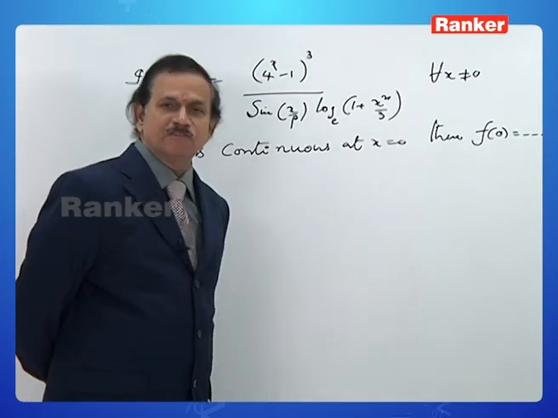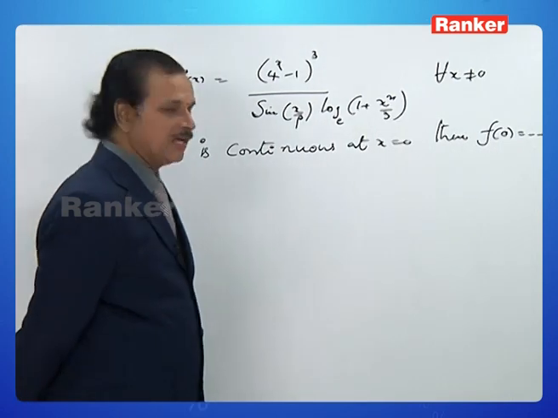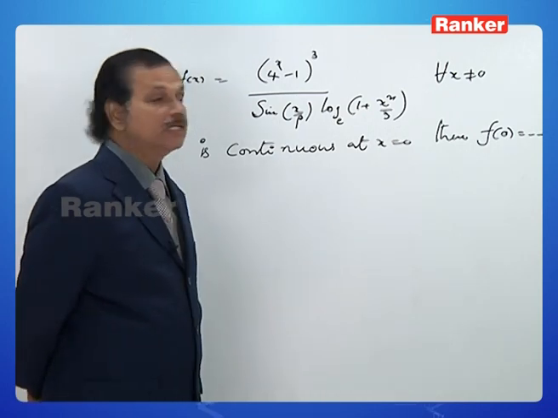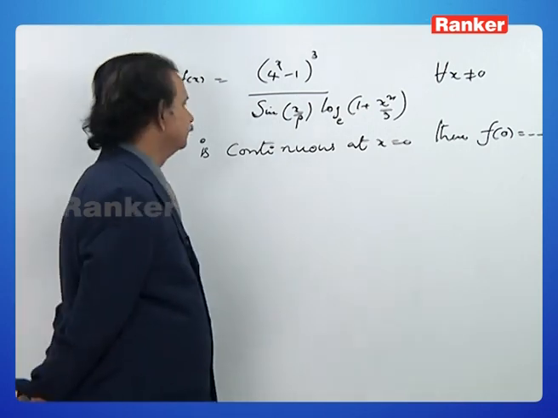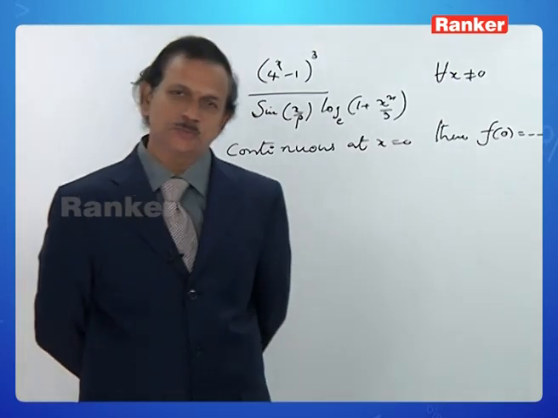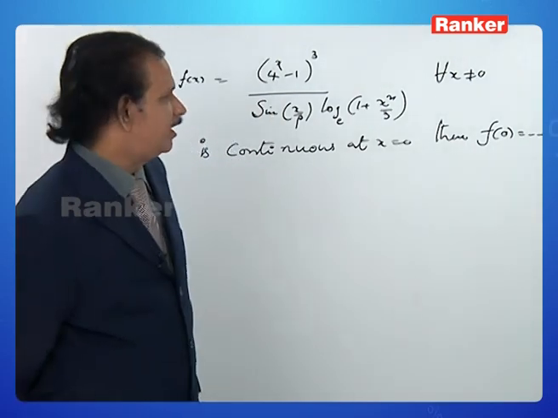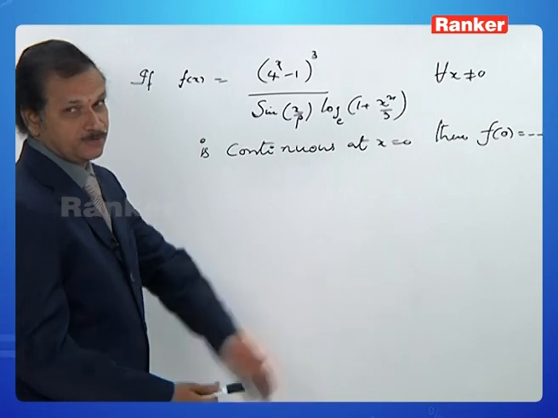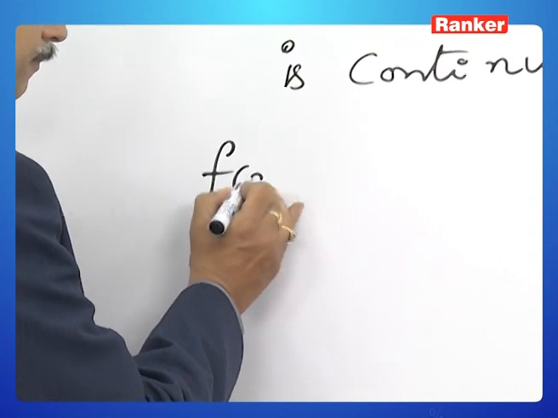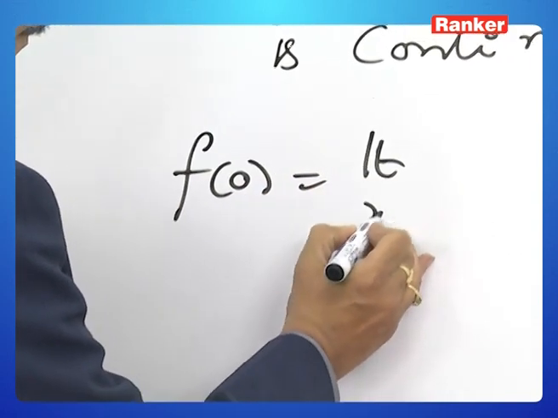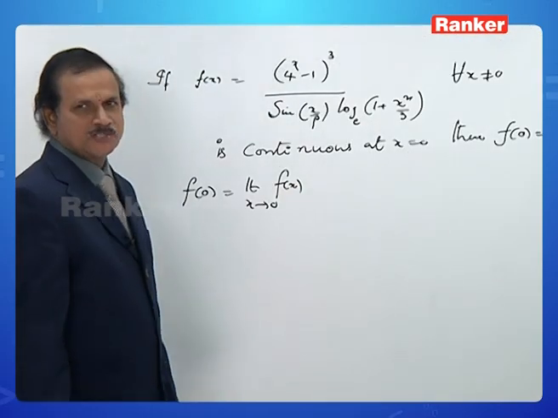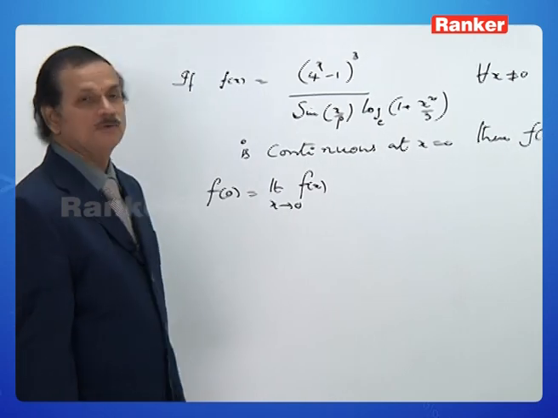If f of x is equal to 4 power x minus 1 whole cube by sine of x by p into log of 1 plus x square by 3 to the base e for all x not equal to 0, it has been given that it is continuous at x is equal to 0. By making use of that, we are supposed to find f of 0. That is, we are to define f of 0. As usual, what is f of 0? It is the limit as x tends to 0 of f of x.